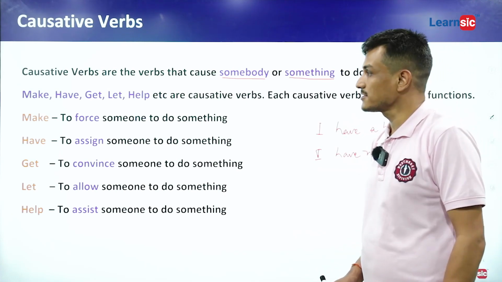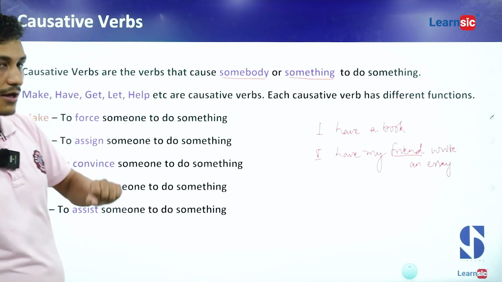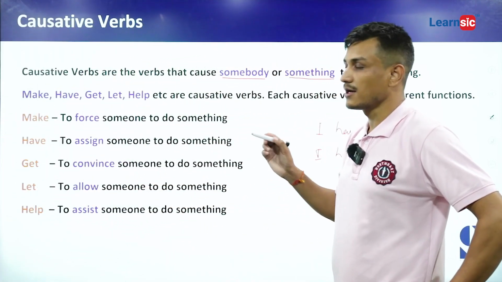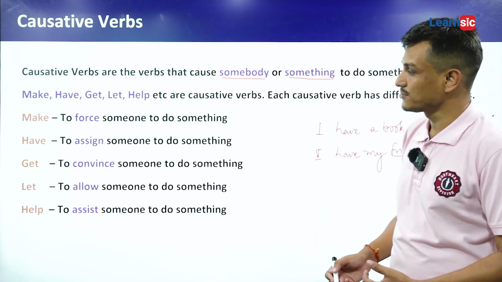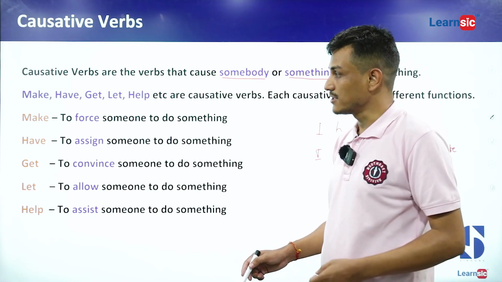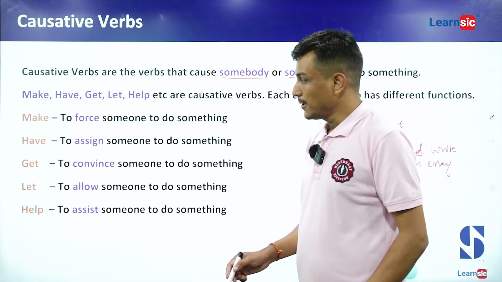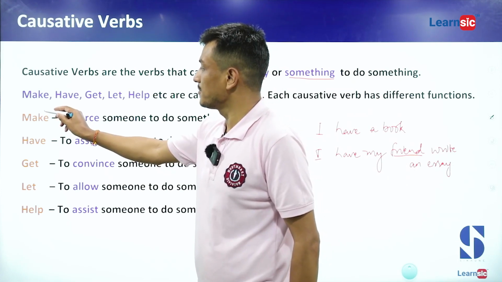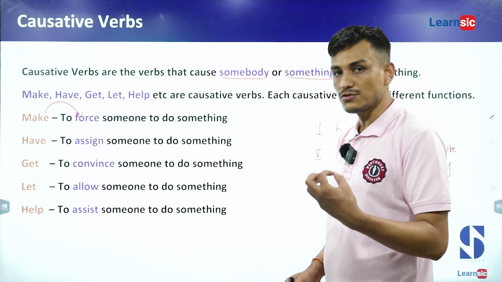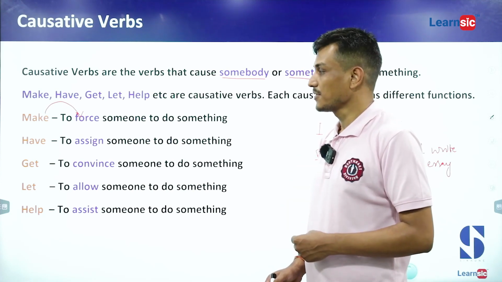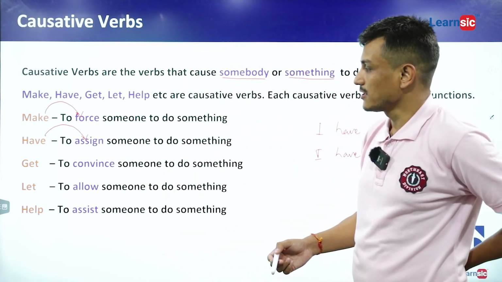Generally in English, we have five different causative verbs, as I have already told you: make, have, get, let, and help. Each of these causative verbs has a different role. The causative verb make always gives force; if we force someone to do our work, we use make them. If we assign some tasks, if we assign our work to somebody else, then we use have.